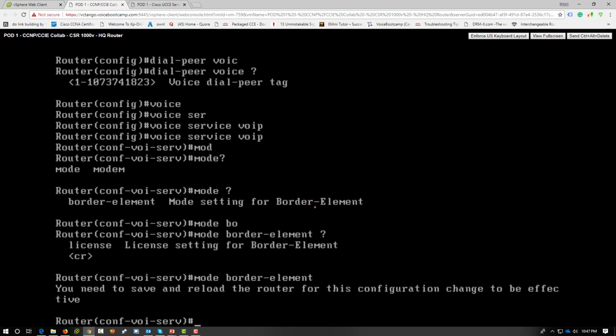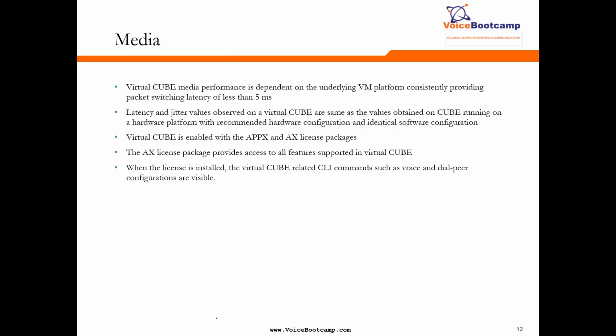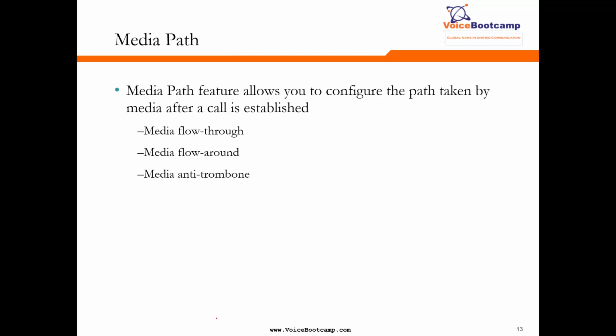Okay, you say you need to save and reload the router for this configuration to take effect. So again, certain features are available without the license, certain features will not be available without the license. Now, media path. The media path feature allows you to configure the path taken by media after a call has been established.